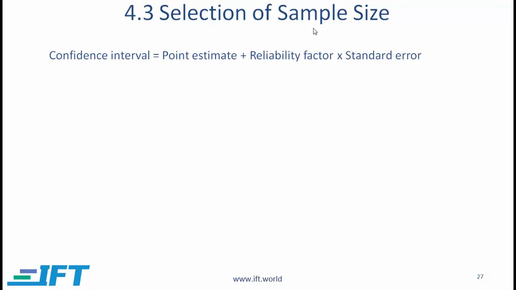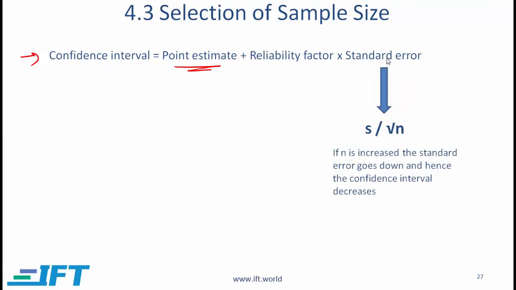Selection of the sample size. Now when you are pulling a sample, obviously one of the things you worry about is how big must your sample size be. If we look at this basic equation, confidence interval is point estimate plus reliability factor into standard error, you recognize that the standard error depends on the sample standard deviation divided by the square root of n. So if you want a tighter or a smaller or a more precise confidence interval, then you need a smaller standard error. You can get a smaller standard error by using a larger sample size.